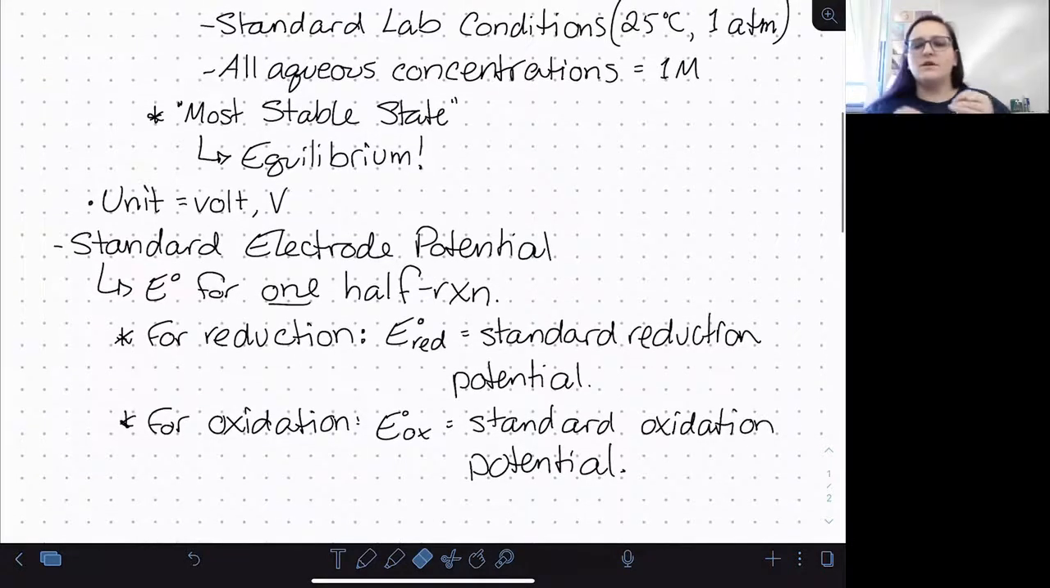So the standard reduction potential or standard oxidation potential is referring to the potential for just a single half reaction by itself. We know that a single half reaction by itself can't actually happen. They always have to be paired. So we can't actually measure these electrode potentials directly, but they're all measured relative to the same standard. There's one standard electrode known as the standard hydrogen electrode, which is the reduction of hydrogen ions to hydrogen gas, and we consider that to be zero. You don't specifically need to know that, but just be aware that we're not able to measure the potential directly for a half reaction because we can't just do one half. We have to do a whole redox reaction.